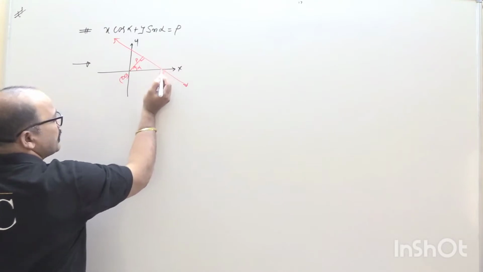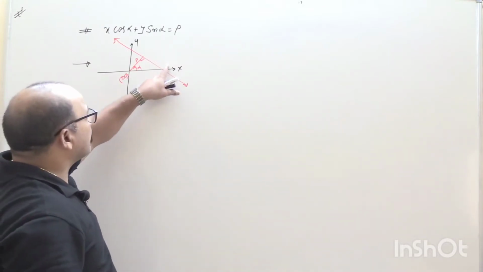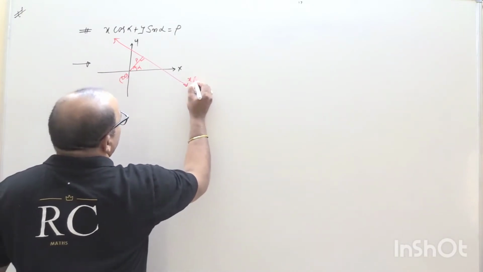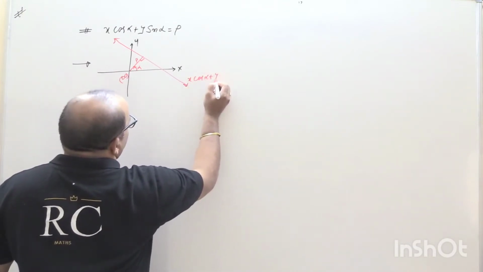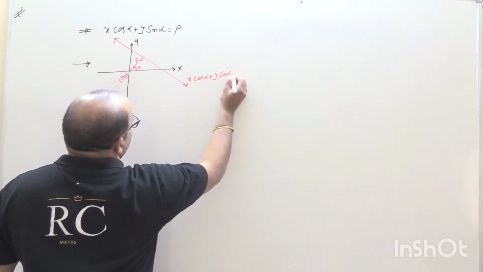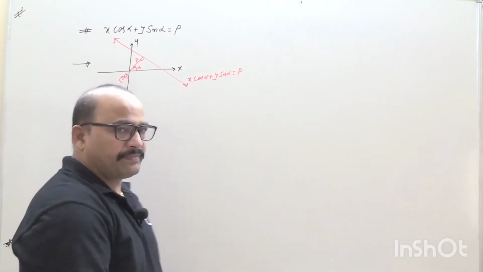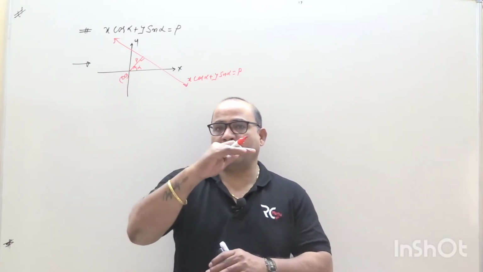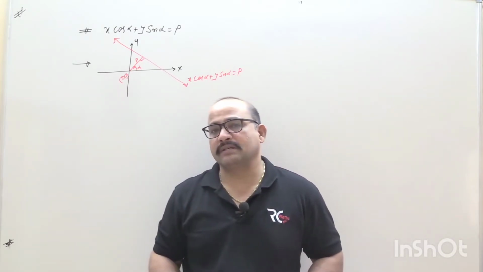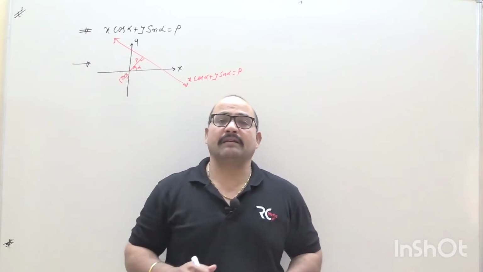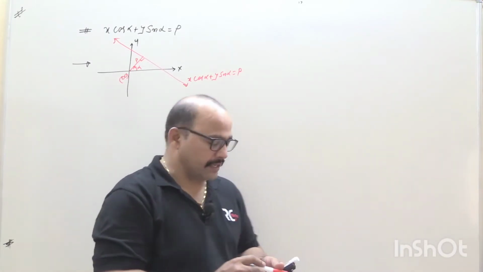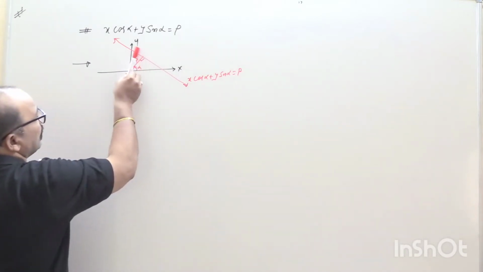Not this angle, students. The majority of students are taking this alpha, so that is wrong. So this is x cos alpha plus y sin alpha is equal to p. Crystal clear? This is the first quadrant position. Now I am going to turn alpha by 90 degrees. Then what is the position of that line? Alpha turns by 90 degrees.